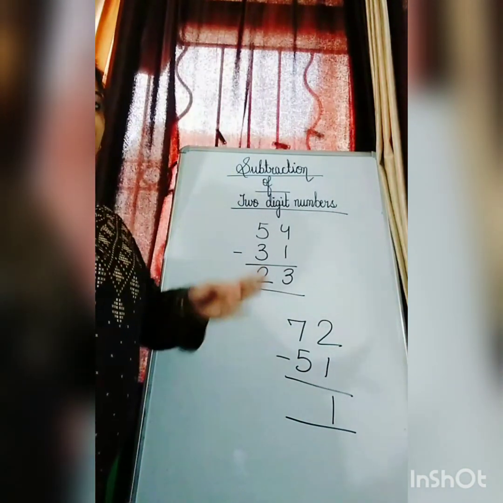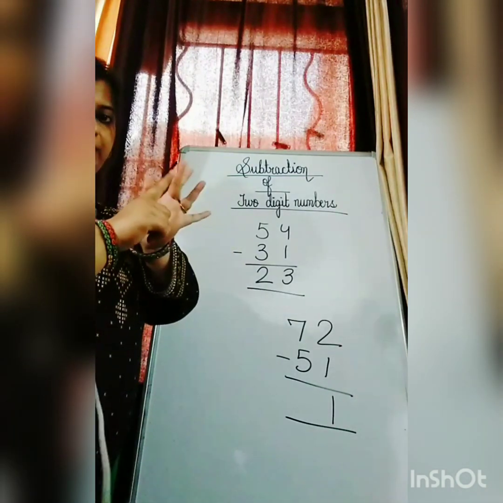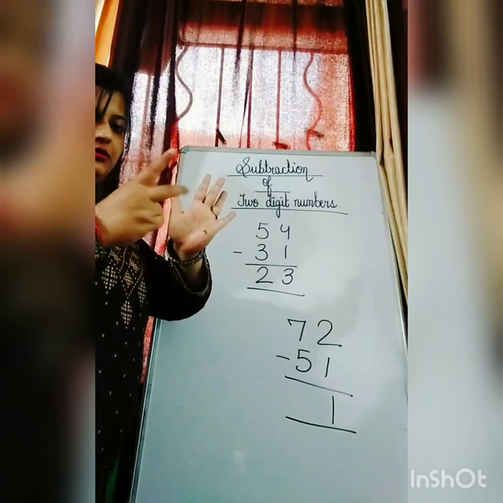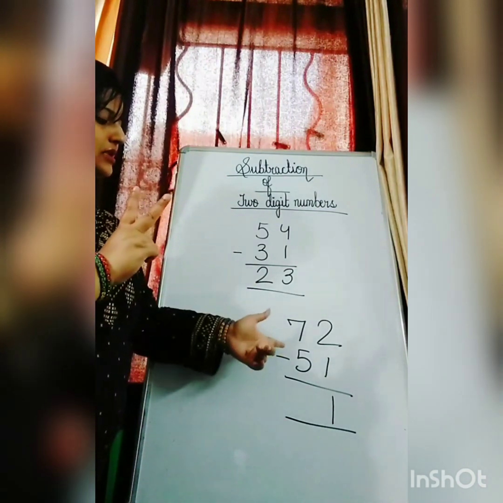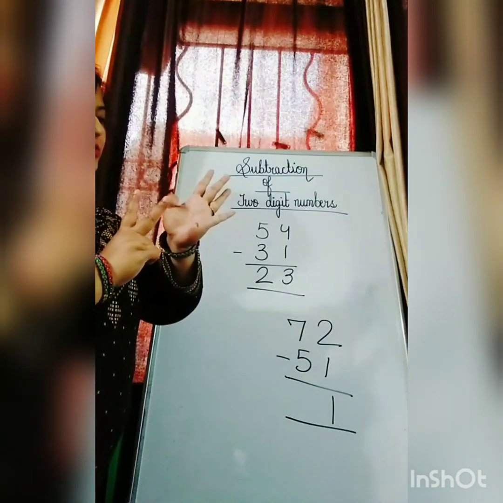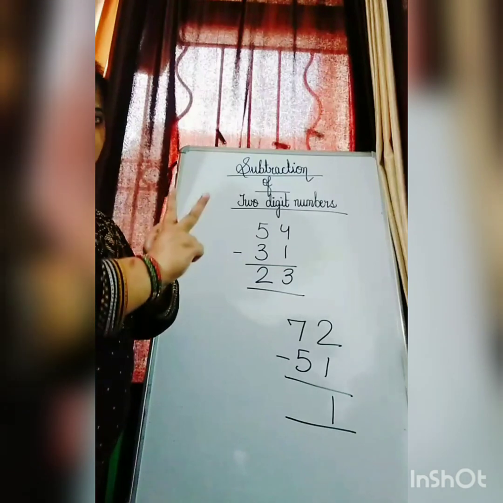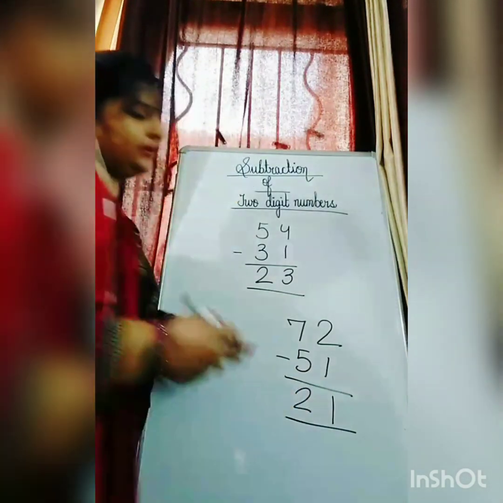7 is here, so take out 7 fingers. You're going to take out 7 fingers. 1, 2, 3, 4, 5, and 2 more. 7. From this, which number is on the down side? 5. How many will be cut? 5. 1, 2, 3, 4, 5. How many are left? 2. Put 2 over here and the answer is 21.